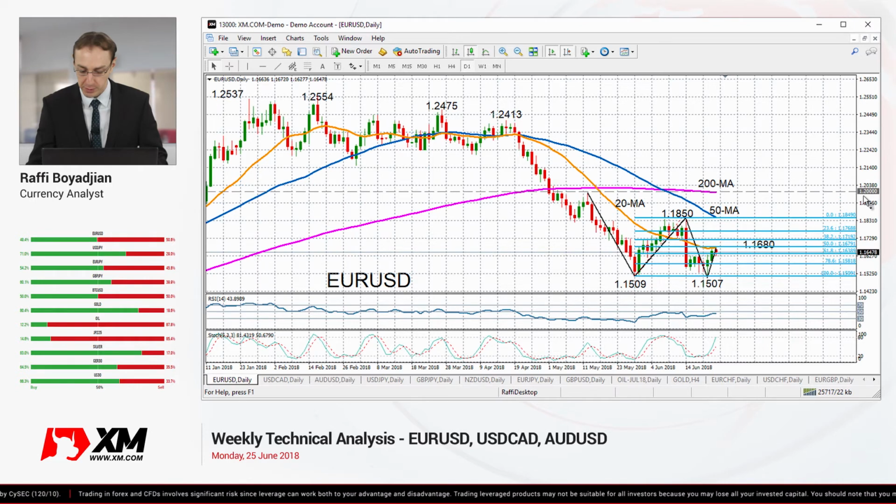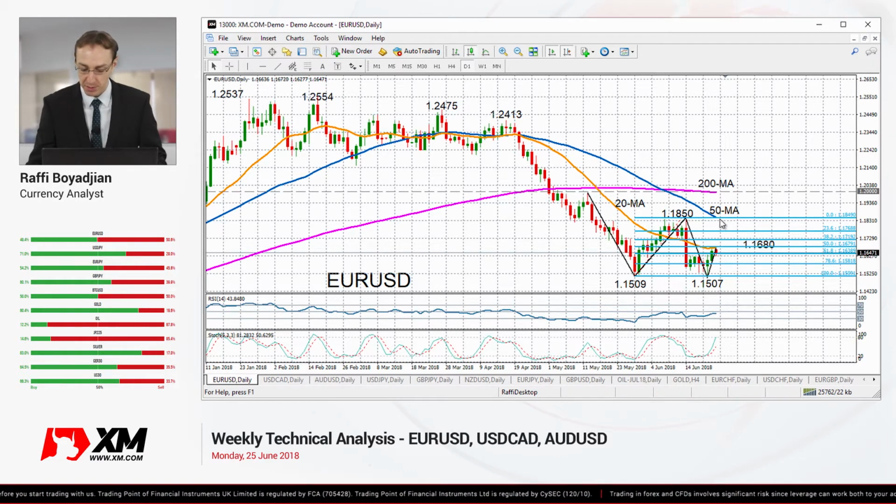1.0960. However, if we do see today's upside momentum strengthening further and prices break above that key resistance area around 1.1680, the next target upwards will be the 1.1850 level. That could be interpreted as the neckline if we take the recent price trend as a double bottom. We saw the low from early in May at 1.1509, and then the June low 1.1507, and the neckline being formed around 1.1850.